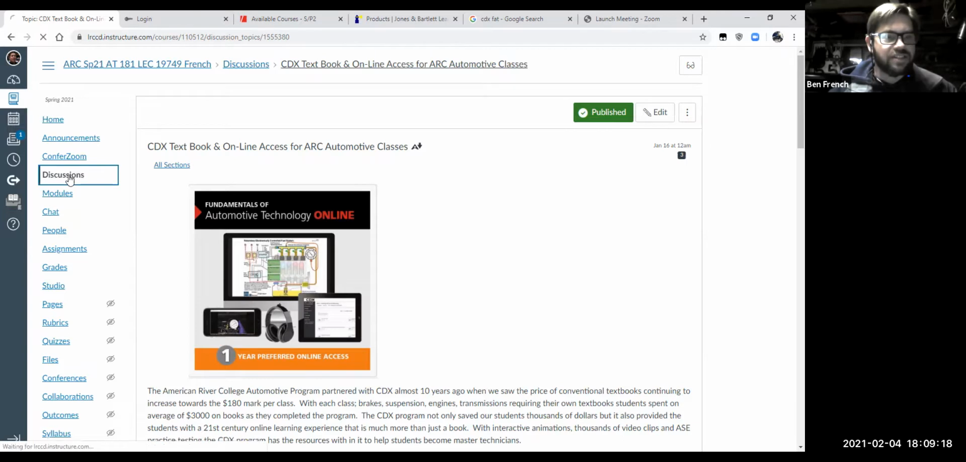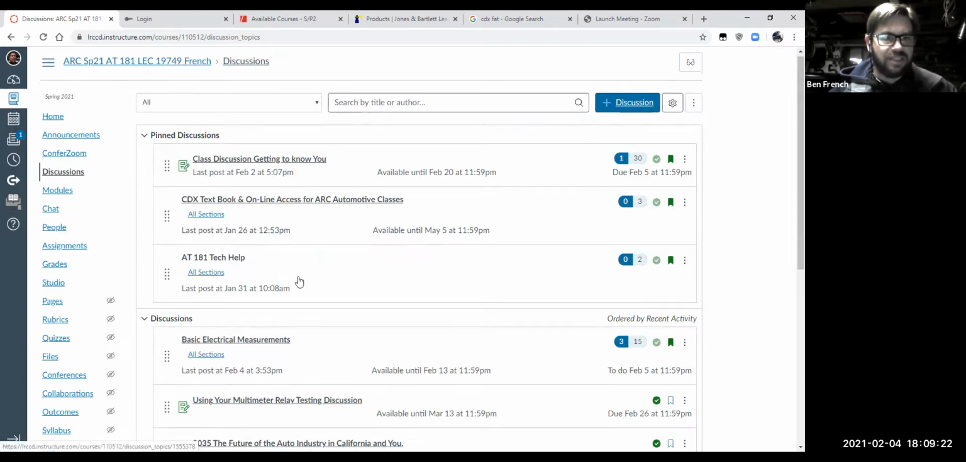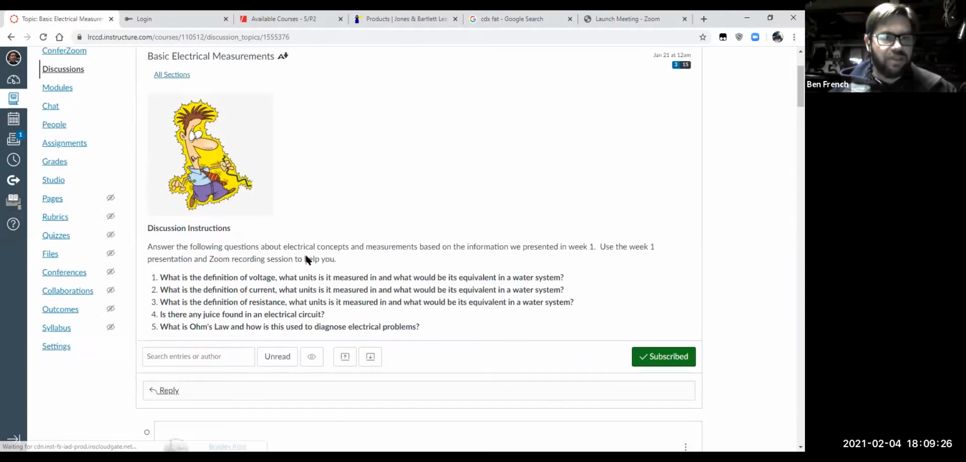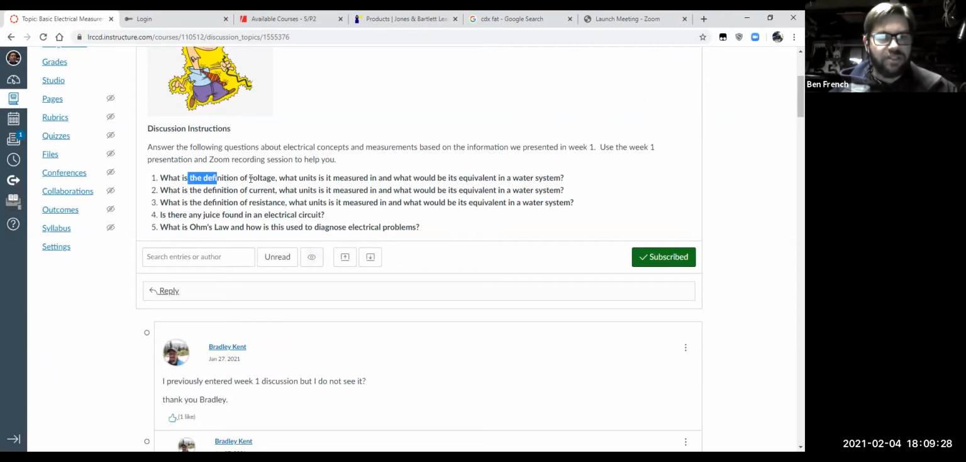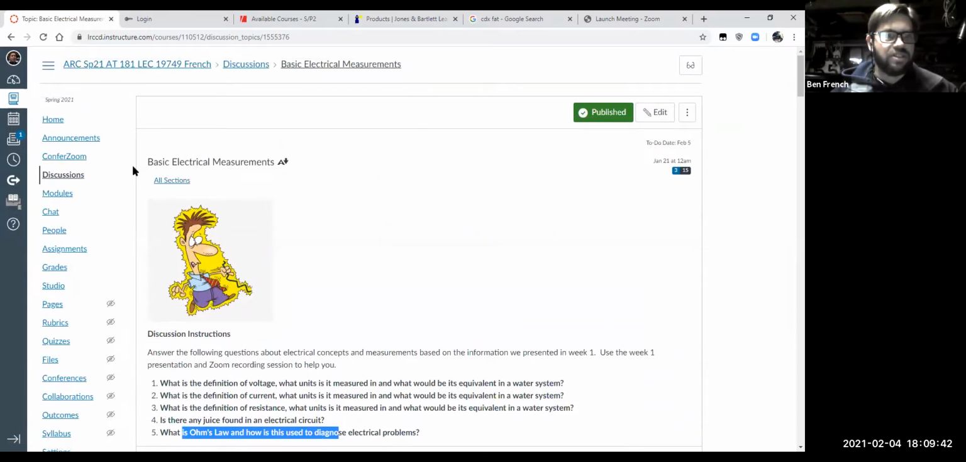As far as discussions, I'm going to cruise down to the one that talks about basic electrical measurements, because this is the one that's coming up. It covers the definition of voltage, current, resistance. You always have me busting your chops on looking around for juice, and then a little bit of Ohm's law. We've talked about those things, and we'll be talking about them more in just a bit.